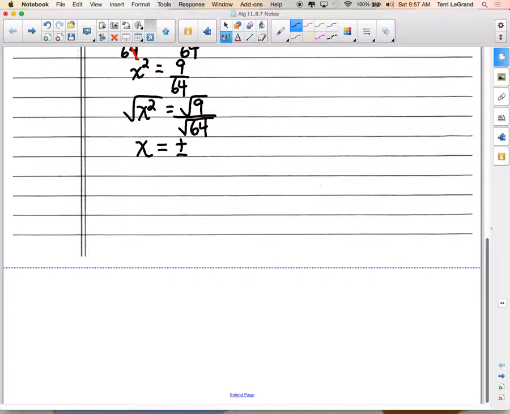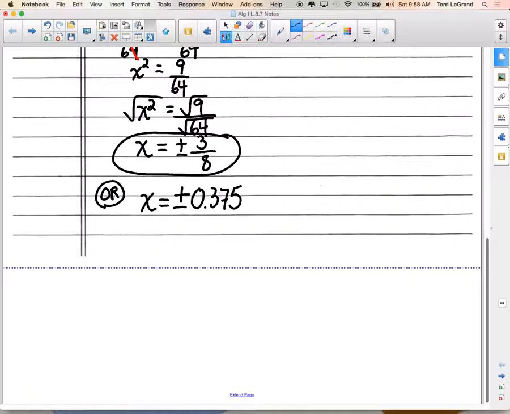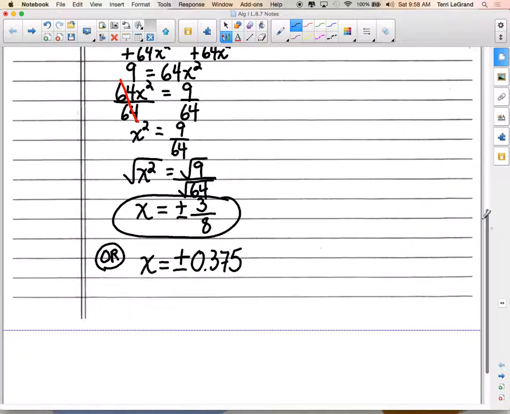Square root of 9 is 3. Square root of 64, 8. There are our two solutions, a positive and a negative 3/8. Our zeros are locations where it will cross the x-axis. If you gave your answer like this, or possibly it could be shown in an answer bank as a decimal, because this is a nice decimal, it is 0.375. But more likely, they'll leave it in its fraction form. That's probably how you would see it in an answer bank.